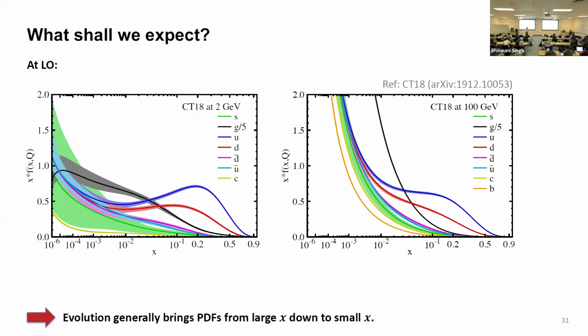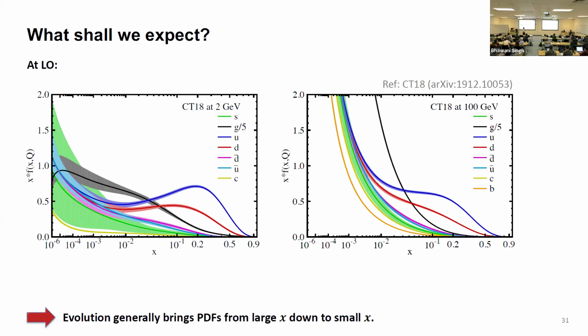And this is indeed the case. If we look at the global fit result here, this is a PDF global fit by the CTEQ group in the year of 2019. They call it CT18 PDF. And on the left-hand side, it's a 2 GeV PDF. On the right-hand side, it's a 100 GeV. And this from the left to the right is obtained by solving the DGLAP evolution equation.